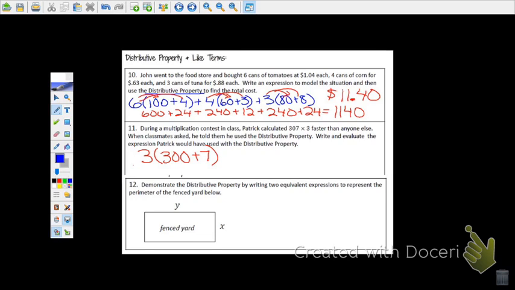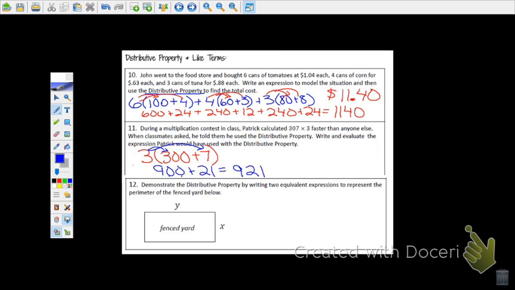And then I wrote it. Now they want me to evaluate it. So I'm going to actually distribute. So I get 900 plus 21, which equals 921. So because they specifically told me to use distributive property, I need to write it that way. I need to show my work using that distributive property.